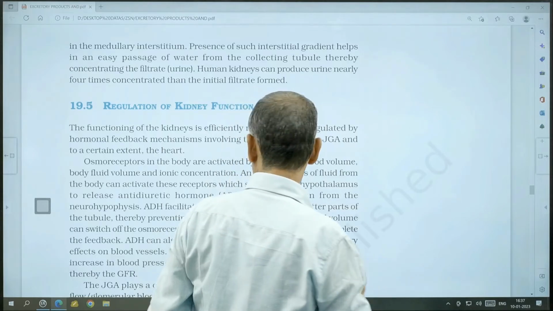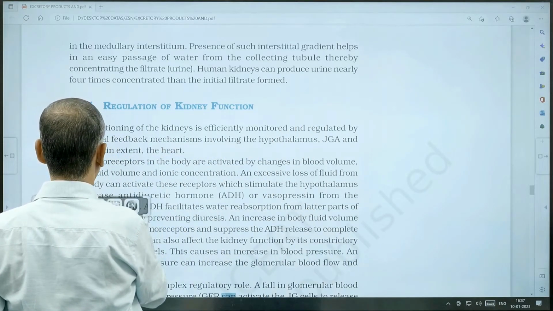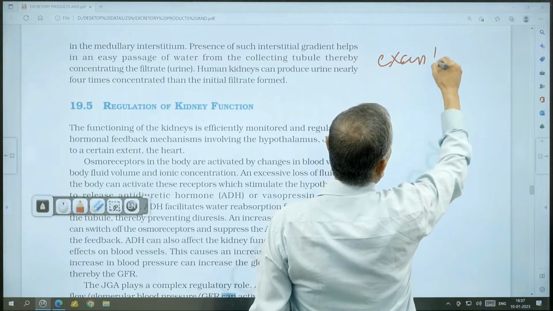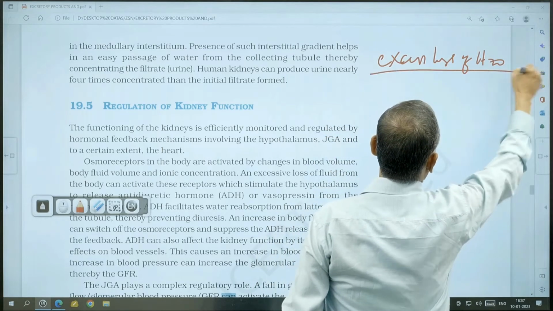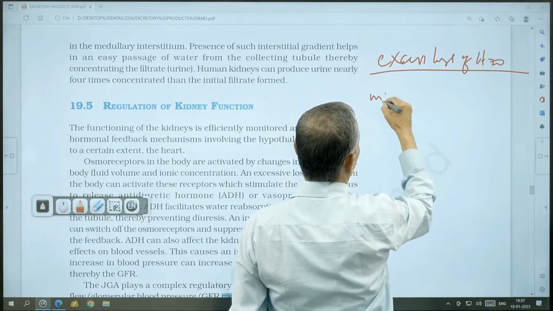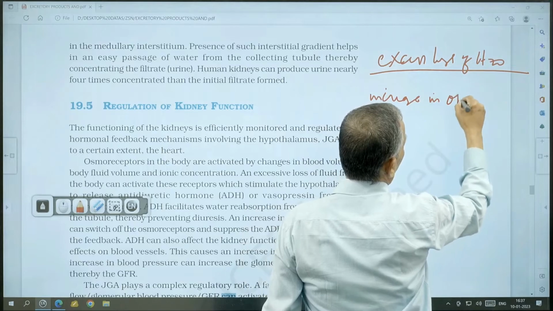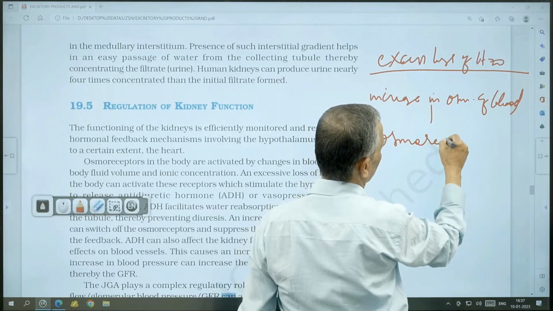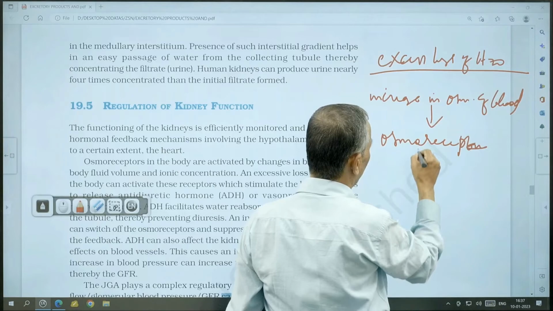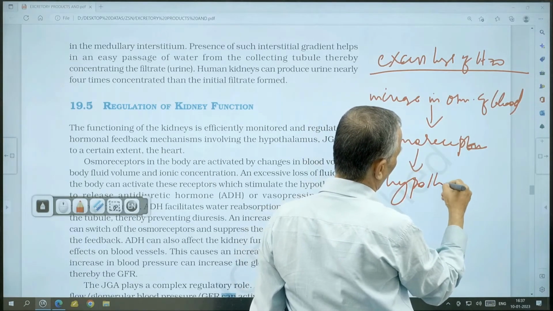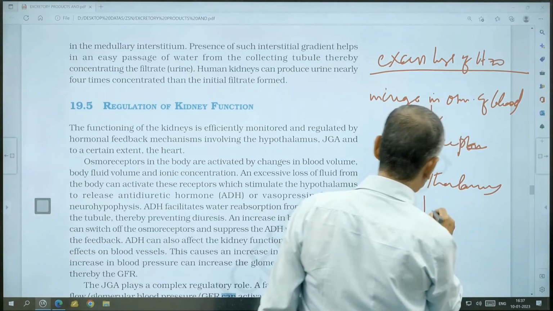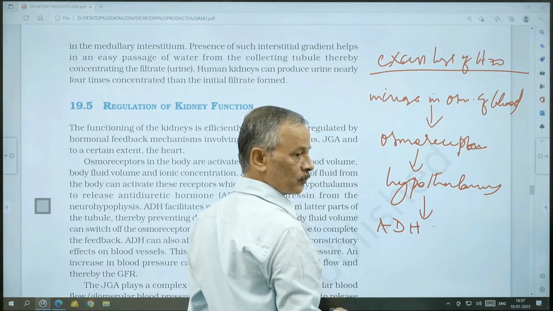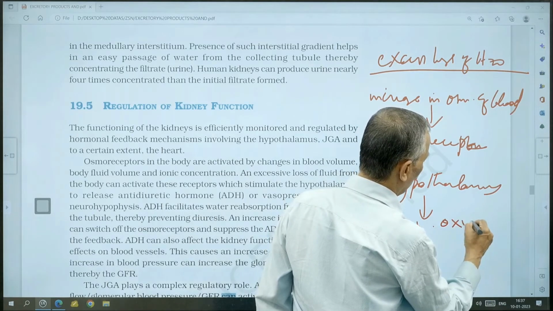So when there is an increase in osmolarity, when dilute urine is passing or excess loss of water through urine, that will cause increase in osmolarity of blood. That will activate osmoreceptors. These osmoreceptors send the message to the hypothalamus of the brain. This hypothalamus is producing a hormone called ADH, anti-diuretic hormone, or oxytocin.